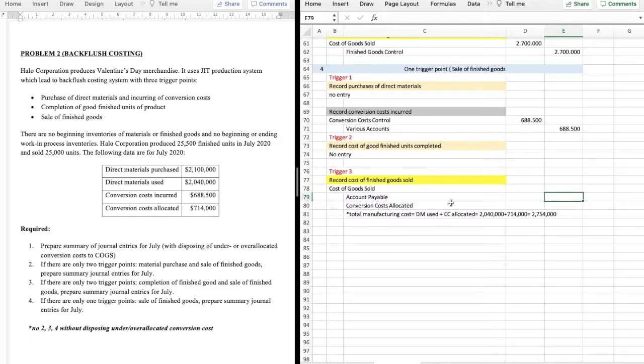And for the amount, again, we will have to divide 25,000 by 25,500 and multiply it with the direct materials used, that is 2040. And in the conversion cost allocated side, 25,000 divided by 25,500, multiply it with the conversion cost allocated, that is 714. And so the cost of goods sold is 2.7 million.